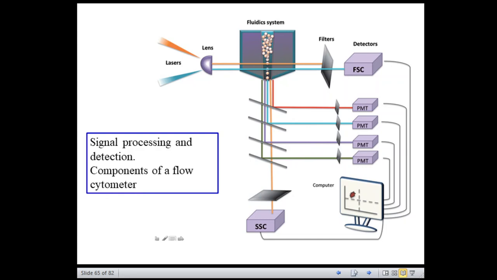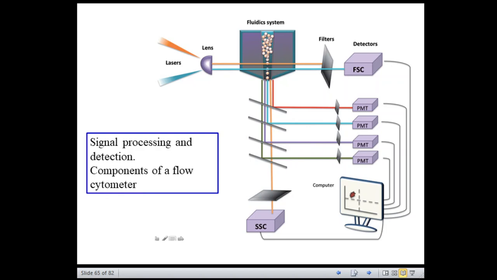So the light signals captured by the photomultiplier tube or the photodiodes are converted into a proportional number of electrons to create an electrical current. Then the electrical current travels to the amplifier, where it is converted to a voltage pulse.